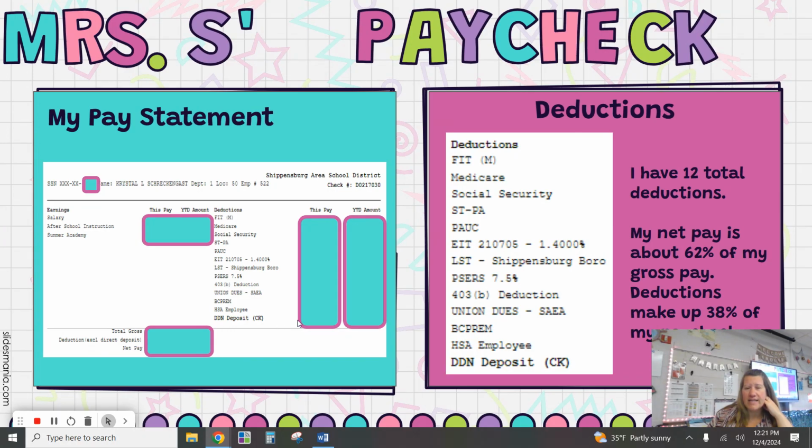Here are all of my deductions, which I made a lot bigger over here on the right, but I have 12 different things that come out of my pay. So my net pay, the amount of money that I actually get, is only 62% of my gross pay. So let's say if I made $1,000 in gross pay, I'm only getting $620.